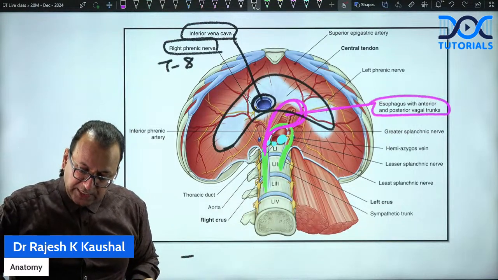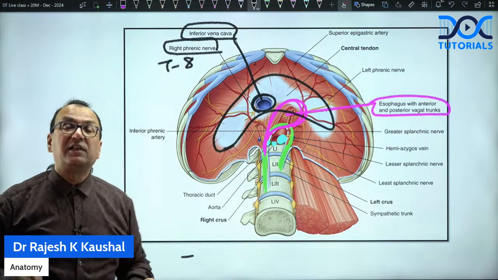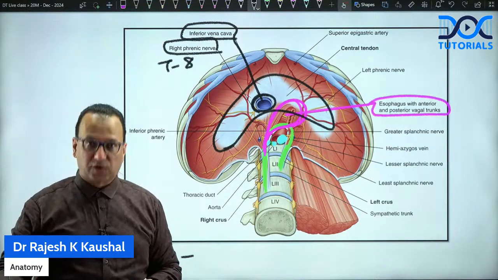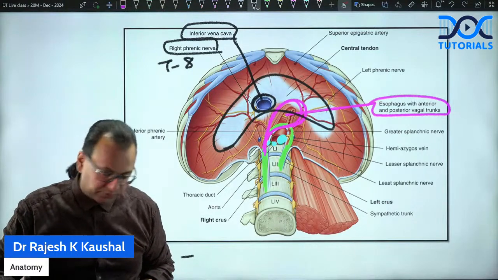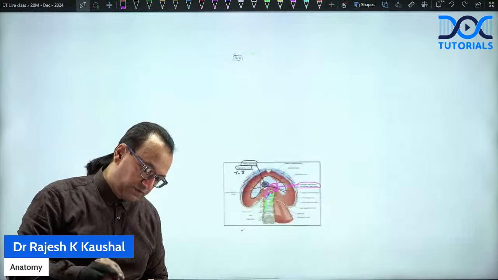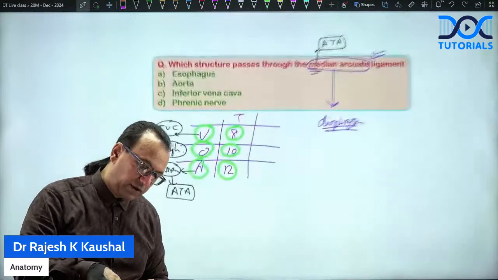Yes, G Unlimited, you are correct. Central tendon comes from septum transversum embryologically. That is correct. So with all this information, you can come back and you can find your answer.